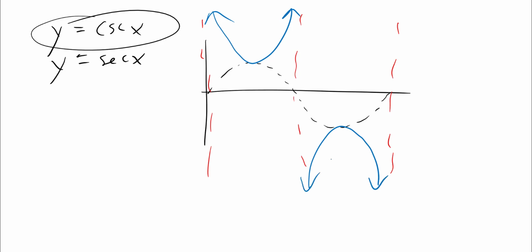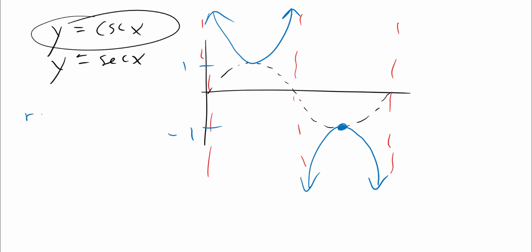So what we're going to do is use the range for the sine graph. If I look at the basic graph here, do you guys agree this is 1 and this is negative 1? So what is the range for the blue graph, the cosecant graph? Well, isn't it everything below that negative 1?